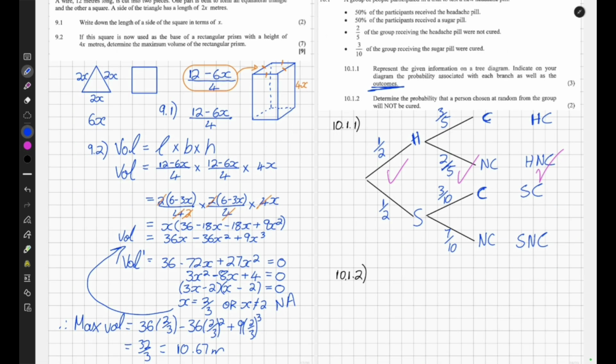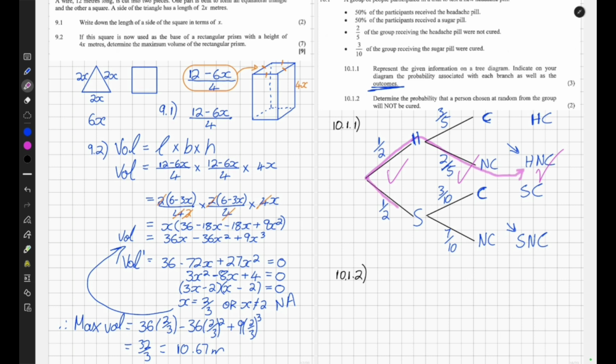For the next question, determine the probability that a person chosen at random from the group will not be cured. Okay, so I'm only interested in HNC and SNC. Now remember from tree diagrams, I'm not just allowed to say, okay, it's the 2 over 5 and the 7 over 10. It doesn't work like that. I need to take it from the start of the tree diagram. So to get to HNC, I need to multiply everything to get there.